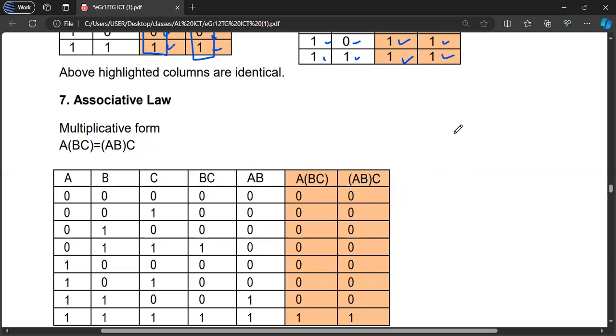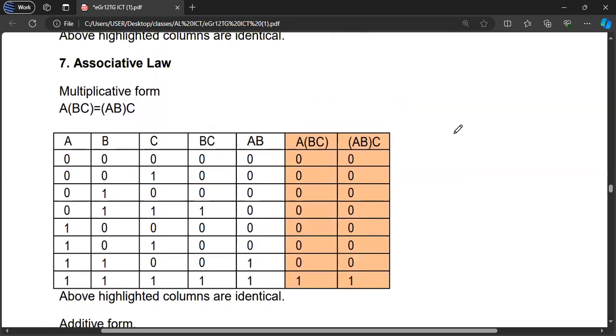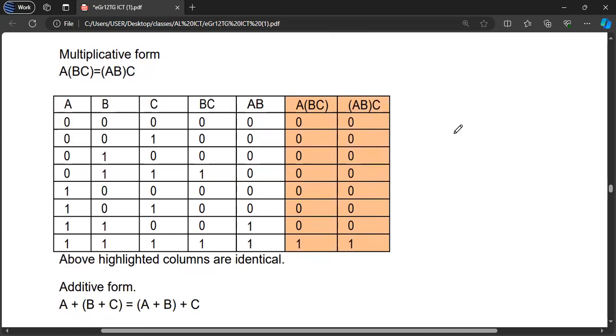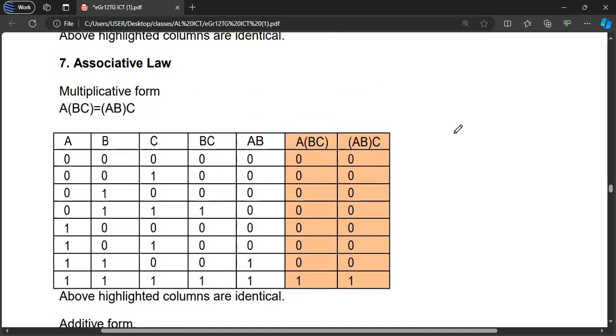Associative law. Now here we have two forms, the multiplicative form and the additive form. Let us first look into the multiplicative form. A(BC) is equal to (AB)C, right? So what does it mean? A within brackets we have BC, then equals to within brackets we have AB and outside C.